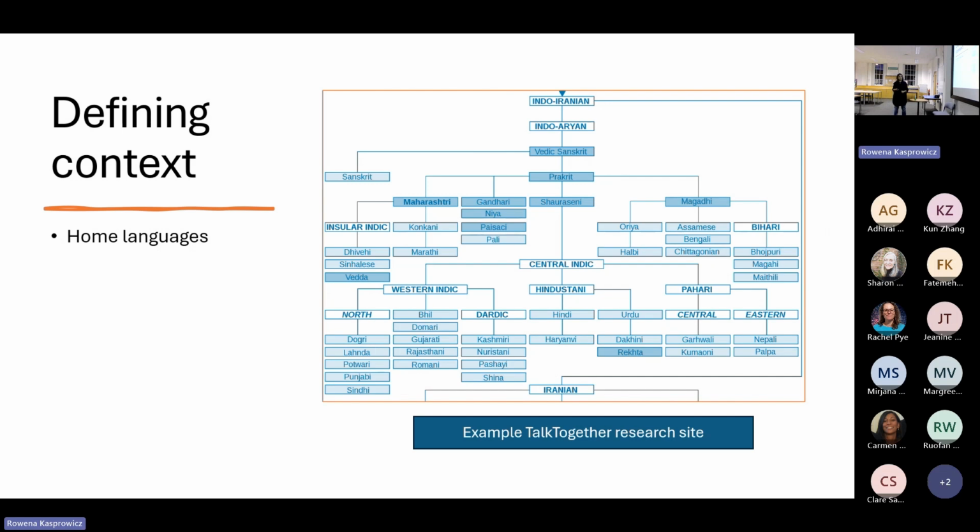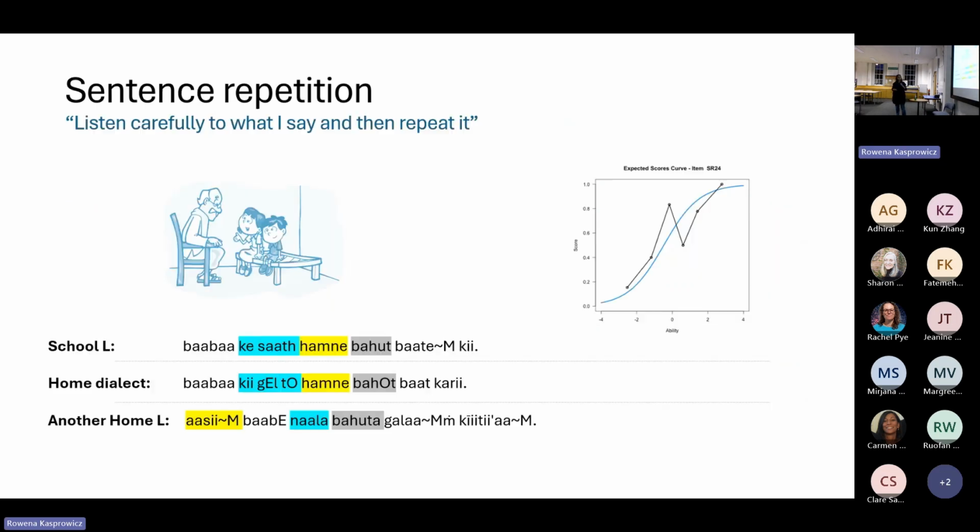So the languages that I was talking about in that particular research site, some are close cousins to the instruction language, the assessment language, some are further apart. So that's the mix that we're looking at in this particular context. So what does that mean?